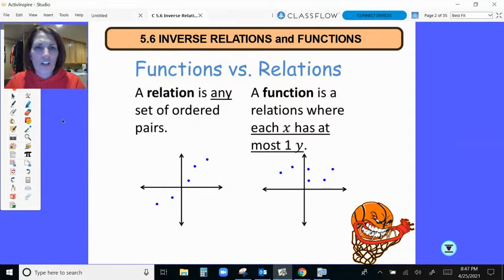So first of all, what is a function versus a relation? A relation is any set of ordered pairs. It can be any group of ordered pairs anywhere. A function is a special relation where each x has at most one y. Right here, this is not a function because this x value has two y values up here. So in a function, every x has only one y.